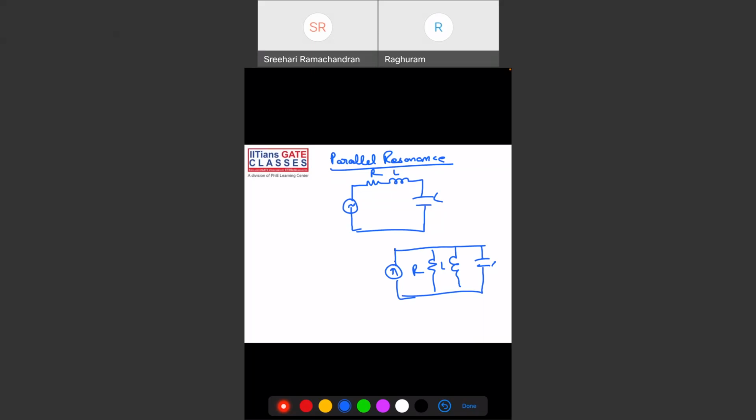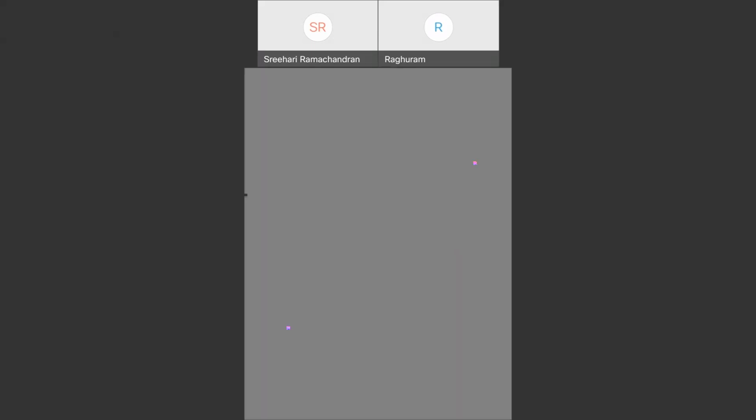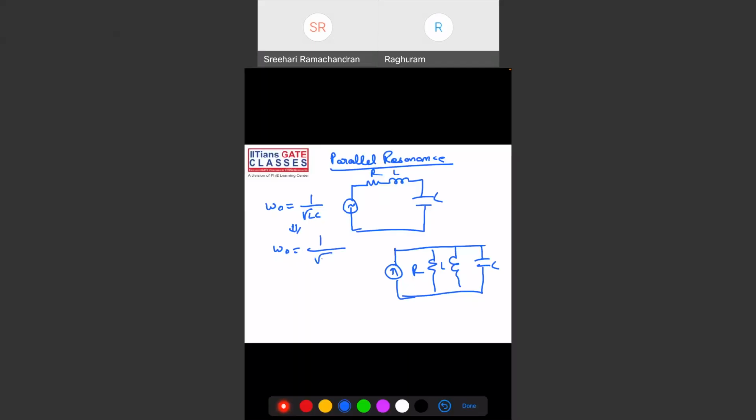So not as 1 by plus with C and C with L, you'll get again the same one. Okay, parallel resonance circuit, it is the same. Omega naught is the same as the series resonance circuit.